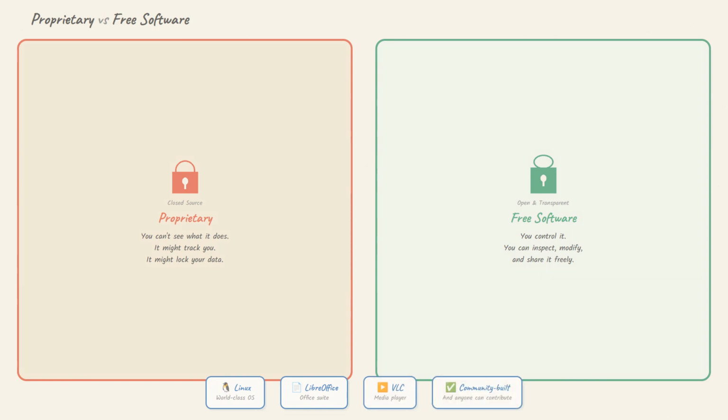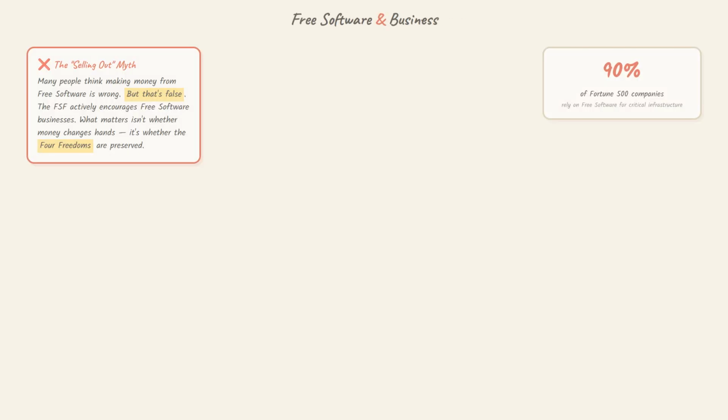A common misconception is that free software means no money can be involved. That is false. The Free Software Foundation actively encourages people to build businesses around free software. You can sell copies. You can charge for support, training, or custom development. What matters is not whether money changes hands, but whether the 4 freedoms are preserved.